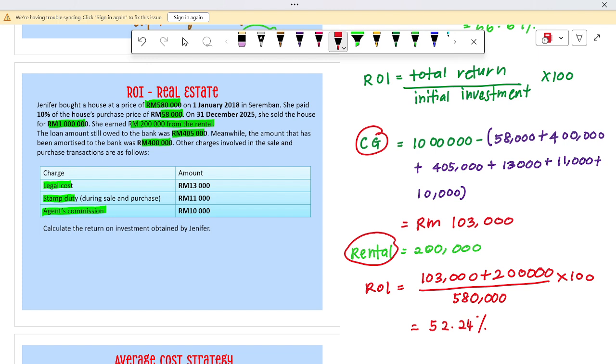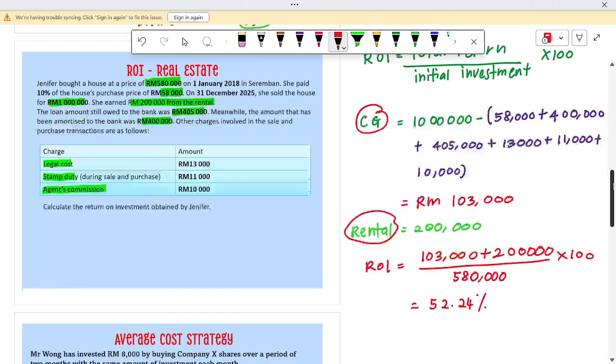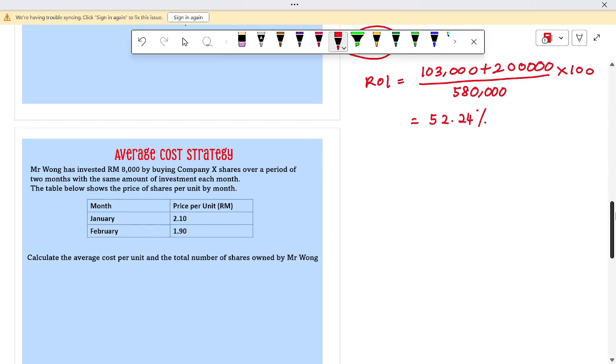Okay, so this is how you calculate your ROI. The formula is very simple. Total return over initial investment times 100. The return for unit trust and share is capital gain and dividend. For property, it is rental and capital gain. Okay, let's see the next subtopic, average cost strategy.